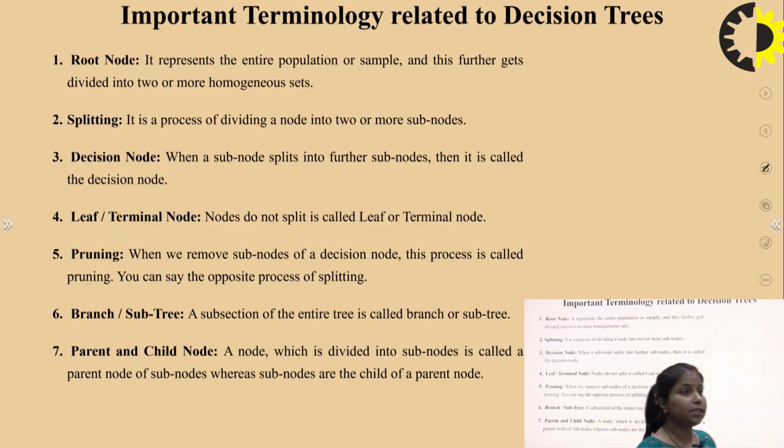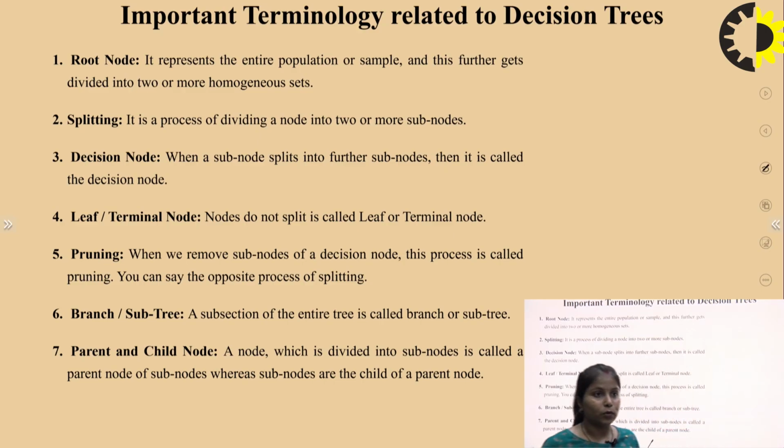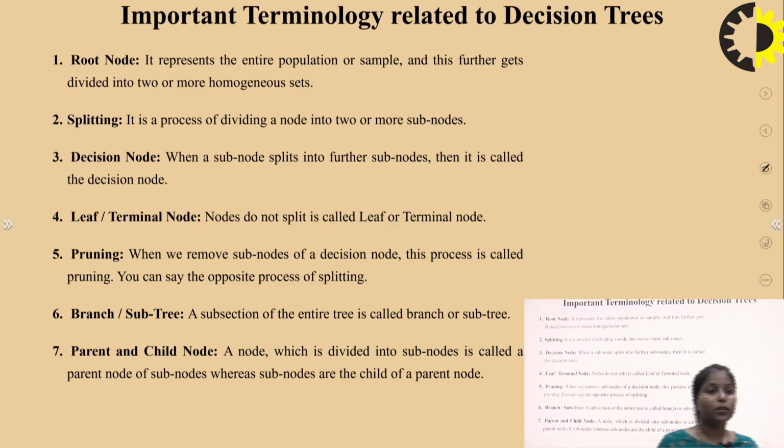Now second is splitting. It is the process of dividing a node into two or more subnodes. Then decision node: when a subnode is split into further subnodes, it is called a decision node. Leaf node or terminal node, also known as a child node: nodes that do not split are called leaf nodes or terminal nodes. Or we can say that the node has no child, no other node.